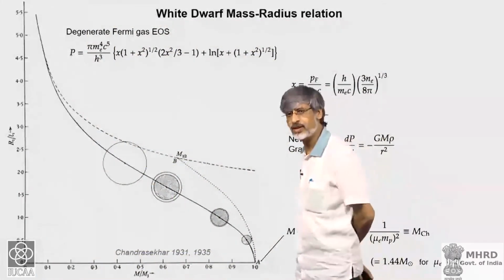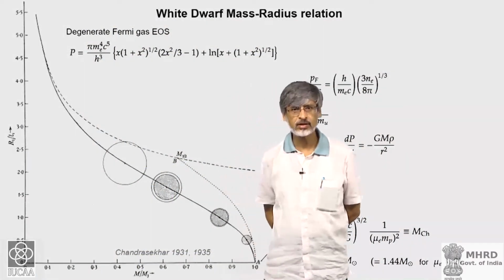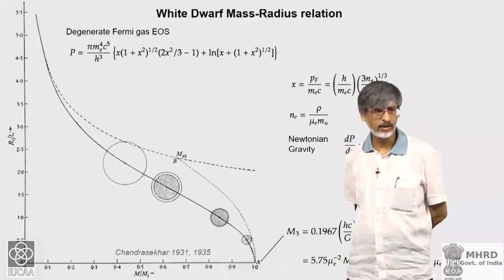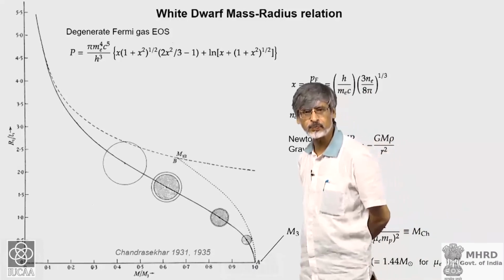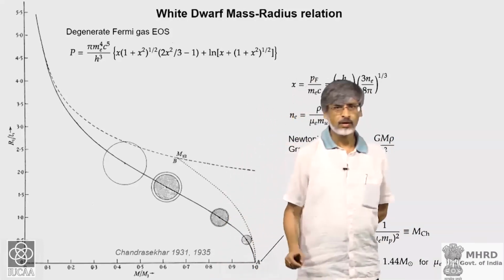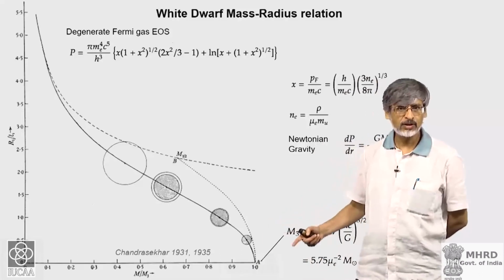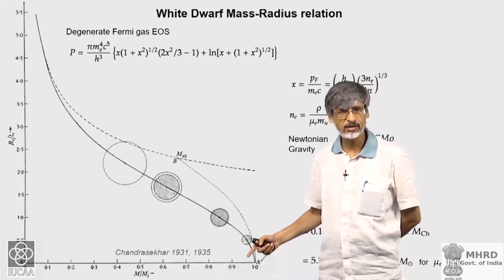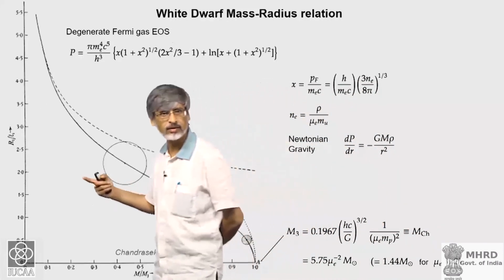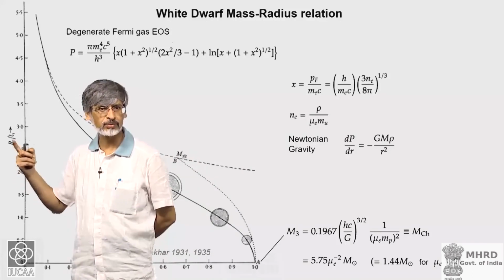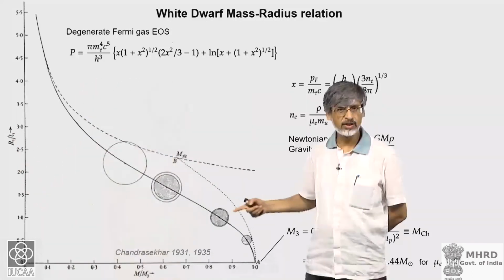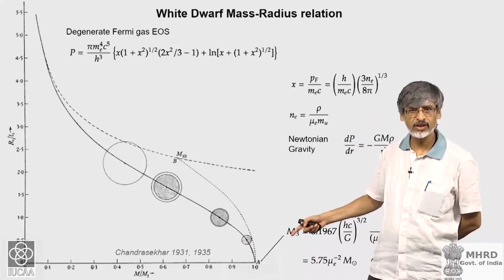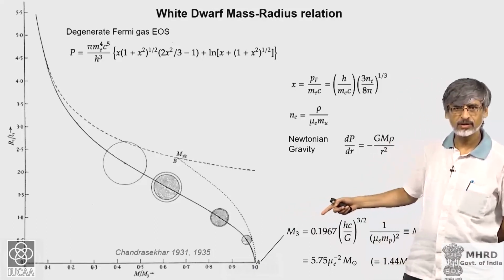Here I reproduce a figure from Chandrasekhar's own work in 1931 and again in 1935, where he plots the mass of a white dwarf on the horizontal axis and the radius of a white dwarf on the vertical axis. Both these are normalized units. The mass is normalized to a number called m3. The expression of this is given here.